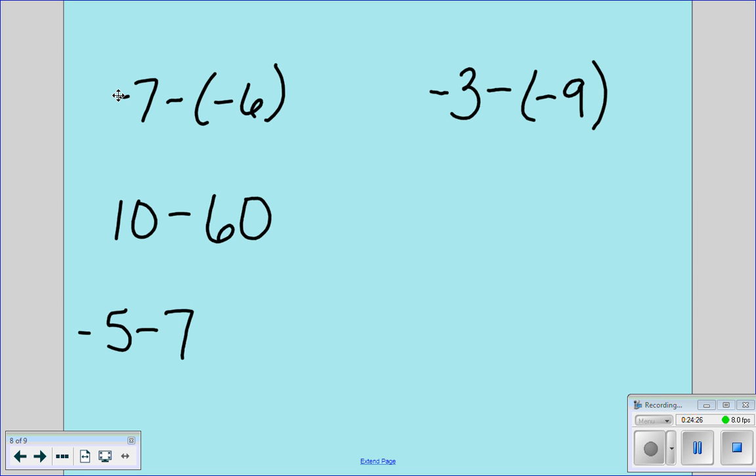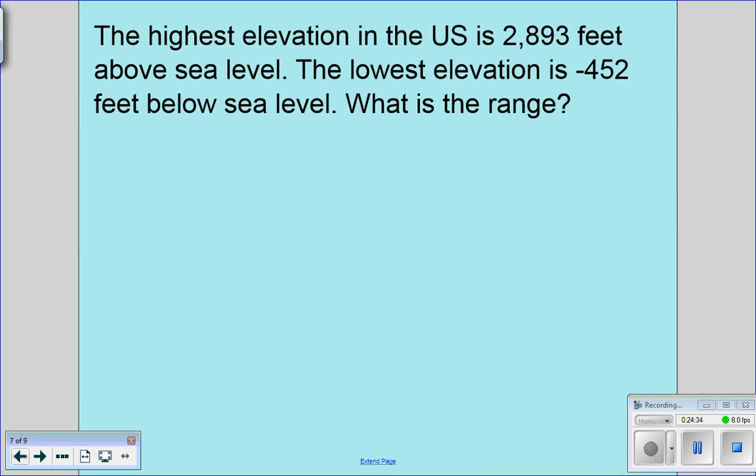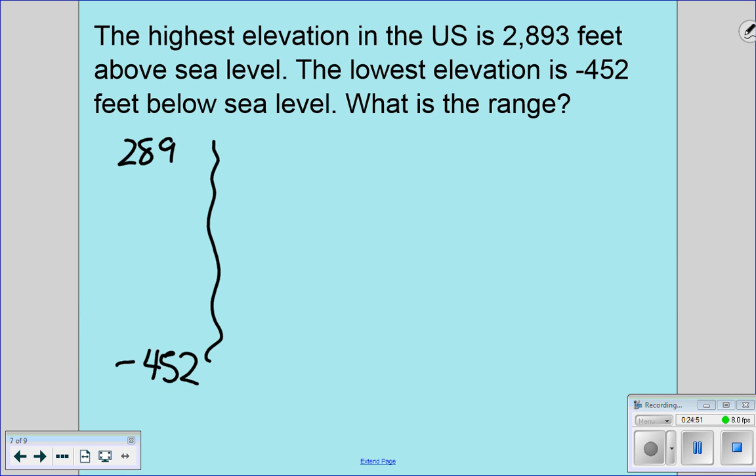There's going to be a story problem in your homework too. I'm just going to go over a quick story problem with you so you can see what it looks like. It looks like this. The highest elevation in the U.S. is 2,893 feet above sea level. The lowest is 452 feet below sea level. What's the range? They want to know the range, like what's the difference? So if the lowest is 452 below and the highest is 2,893, they want to know how much is in between here.